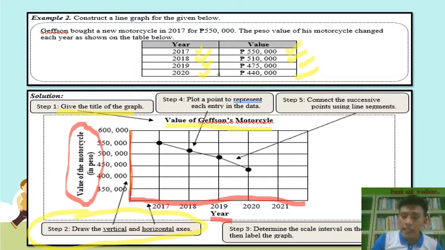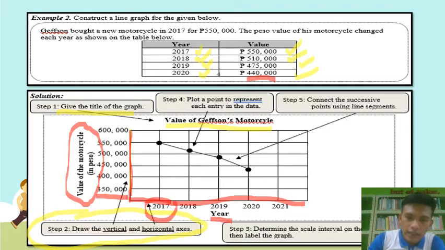Step 3, determine the scale interval. So our interval here is, look at the given. 440,000 is the lowest. 550,000 is the highest. So you can use 400,000 as a starting of your interval, or you can use 350,000 by 50,000 interval. So 350, 400,000, 450,000, 500,000, 550,000, 600,000.